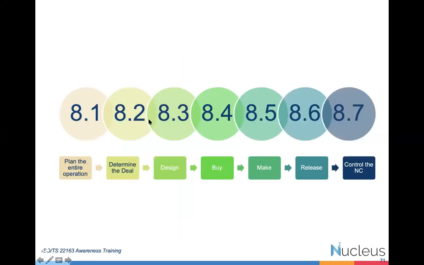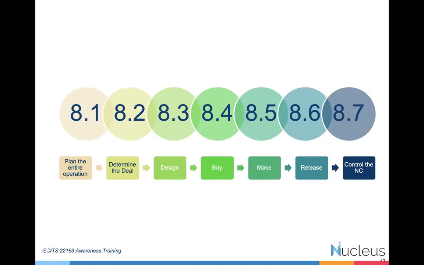So before this, I would like to pitch this. This is the class numbers I have written. So 8.1 is the complete project management or planning the entire business. And 8.2 is determine what exactly my customer wants. And 8.3 is design the product. 8.4 is sourcing, purchasing it. And 8.5 is produce it. 8.6 is release to your customer. And 8.7 is if any non-conformity happens, control it.